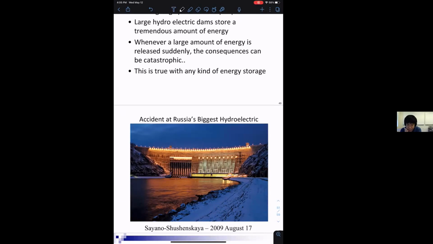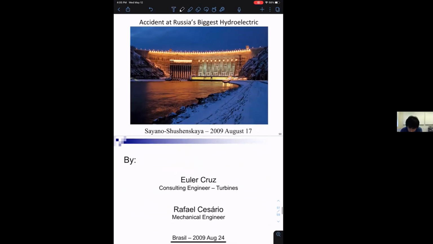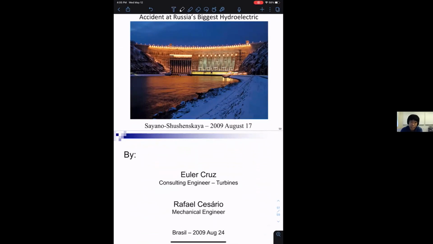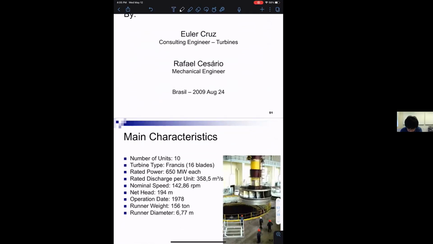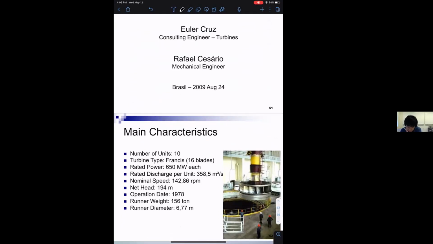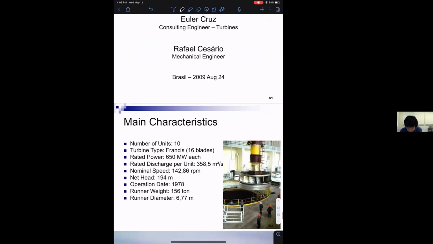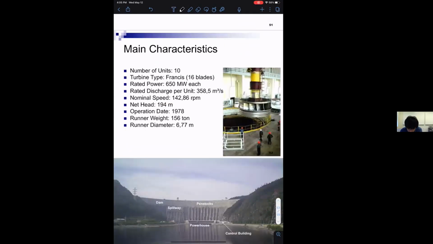In Russia, this is a very large hydroelectric dam. It's operating, and I got this online from these folks. If you look at this hydroelectric power dam, they have 10 Francis engines, each rated at 650 megawatts. So this is a huge rated power dam, with large generation, large turbines, large dam, and so on.